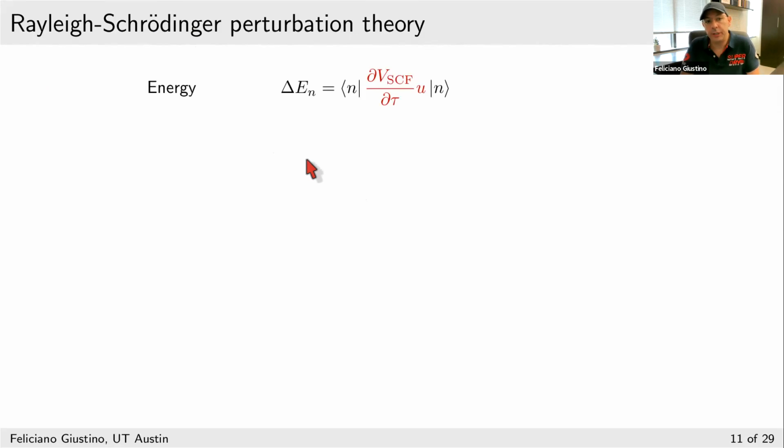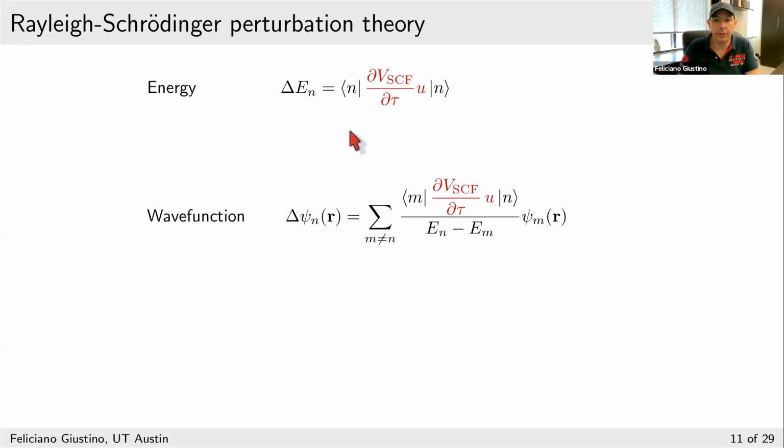The first one is the change of the energy, so the eigenvalues of electrons as a result of a perturbation. If this is the perturbation that results from the displacement of an atom, the change in the energy eigenvalue is obtained by taking the expectation value of this object over the unperturbed electronic state, for example, the Kohn-Sham state.